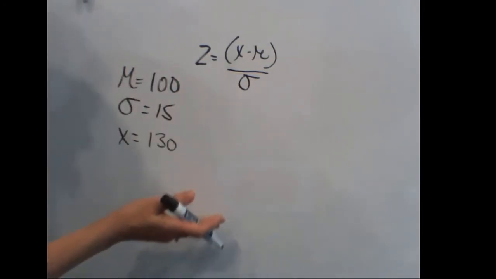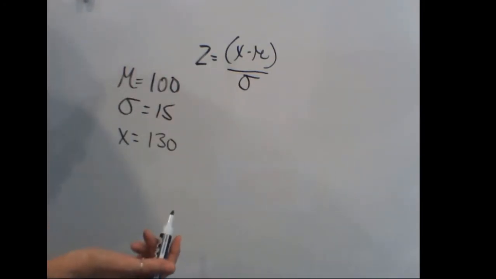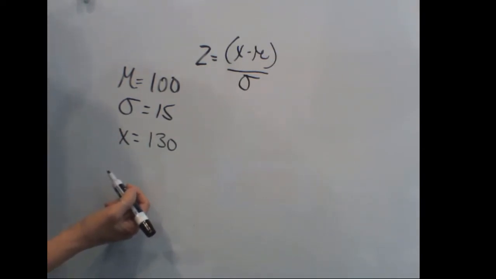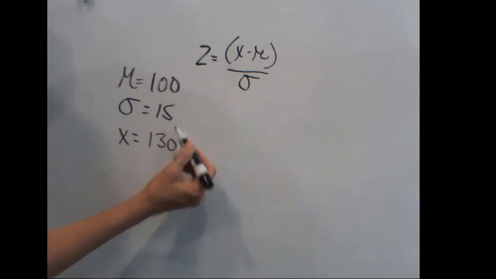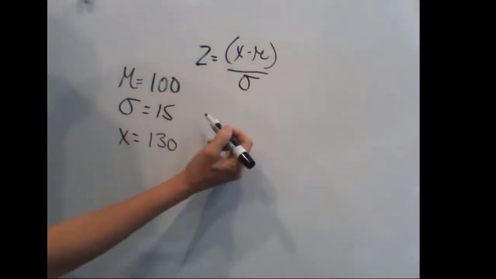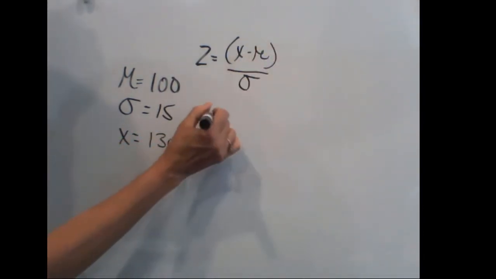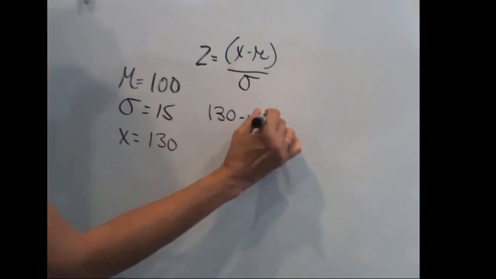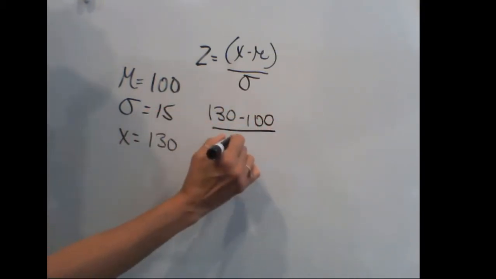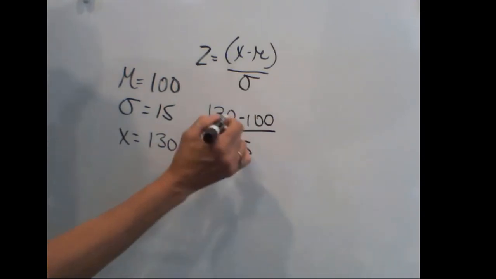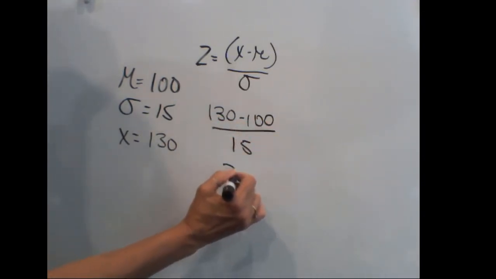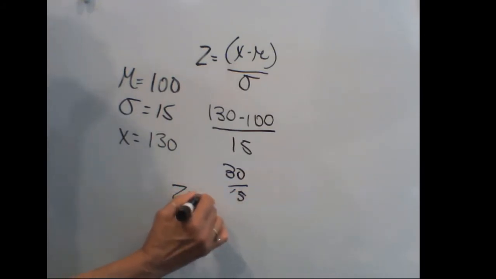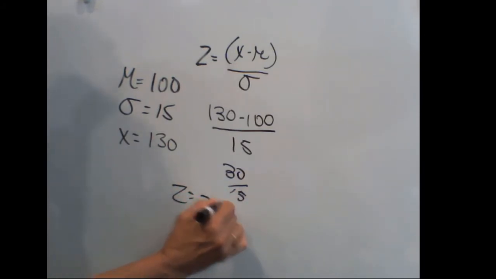So here we have all the information we need to figure out the z-score for an IQ score of 130. We have the mean, the standard deviation, the score, and we have the z formula. So I'm going to just plug in my score, 130, minus the mean of 100, divided by the standard deviation of 15. 130 minus 100 is 30, divided by 15. We have a z-score that is equal to 2.00.